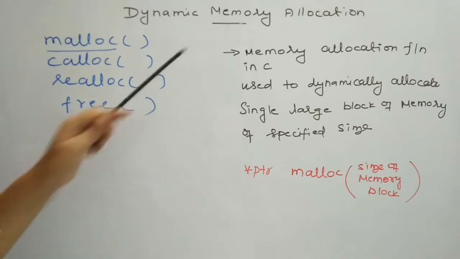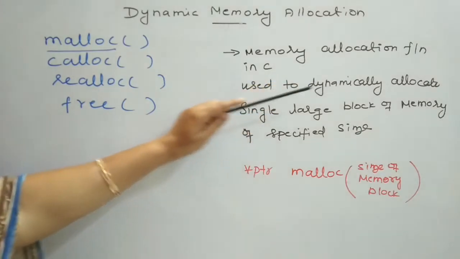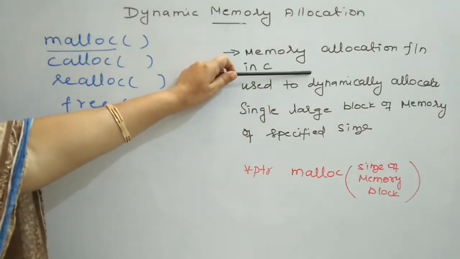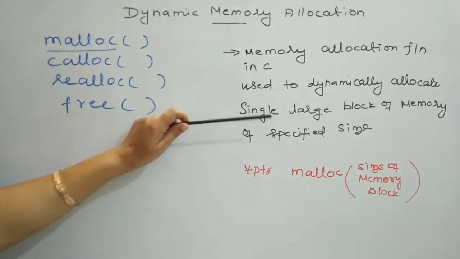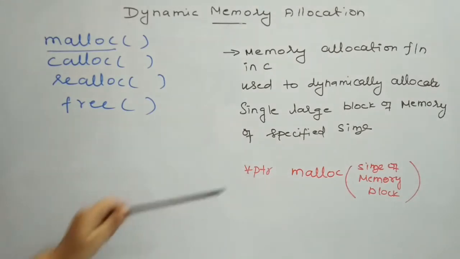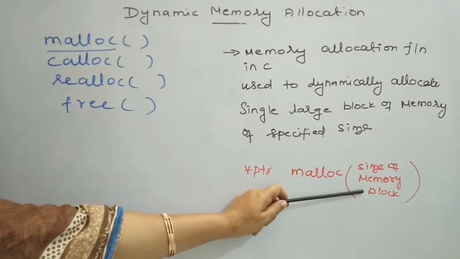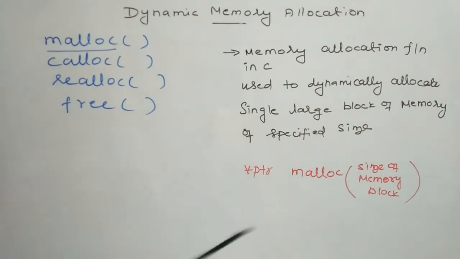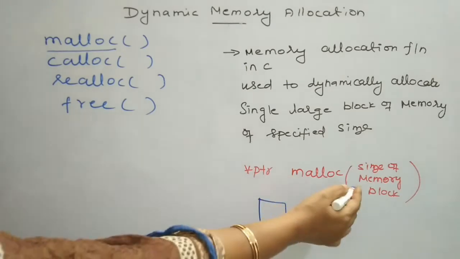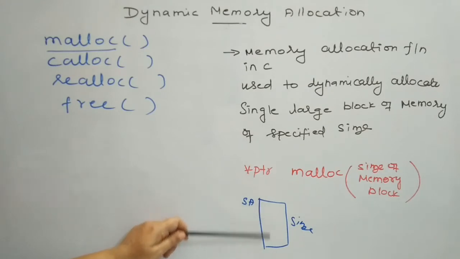Basically, the malloc function is a memory allocation function in C which is used to dynamically allocate memory during runtime or execution time of our program. That is, to allocate a single large block of memory of a specified size. The size of the memory block which we need to allocate during runtime is specified as a function parameter to this malloc function. After allocating a single large block of memory of specified size, it returns the starting address, or the memory address of the first byte, which is allocated.